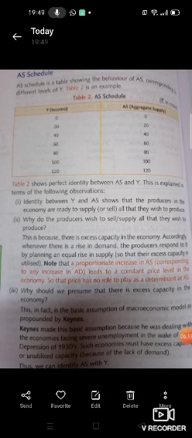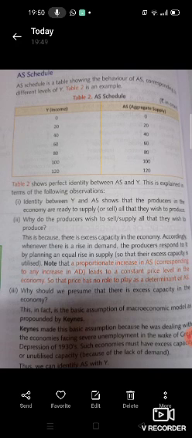As per table 2, the identity between Y and AS shows that the producers in the economy are ready to supply all that they wish to produce. Why do producers wish to supply all that they wish to produce? This is because there is excess capacity in the economy. Accordingly, whenever there is a rise in demand, the producer responds to it by planning an equal rise in supply so that the excess capacity is utilized.